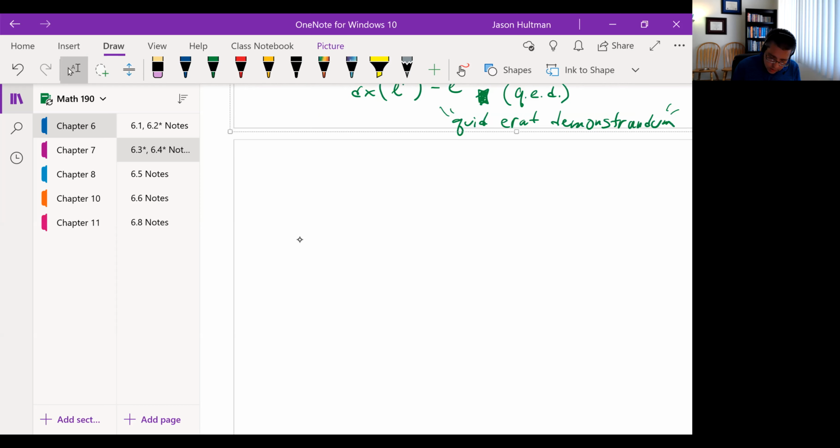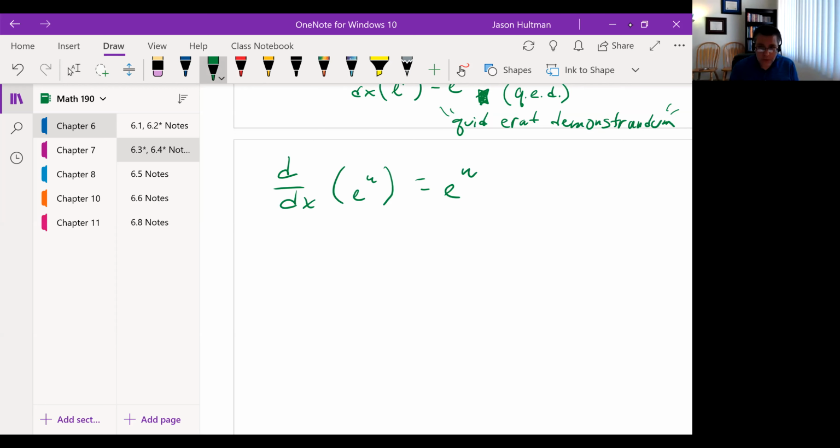Okay, let's talk about the derivative of e to the u, where u is a function of x. We're going to use the chain rule on this one. The derivative of e to the u is e to the u, but then times the derivative of u, or u prime. So if it's a function that is the exponent, then we just multiply by u prime. That's by the chain rule, a more formal definition of this.